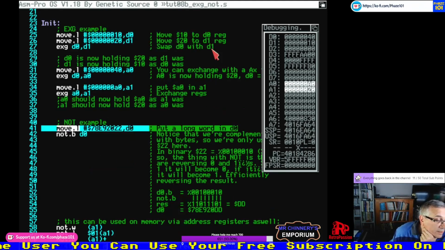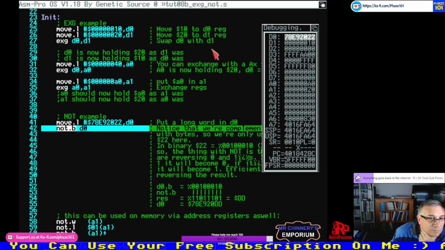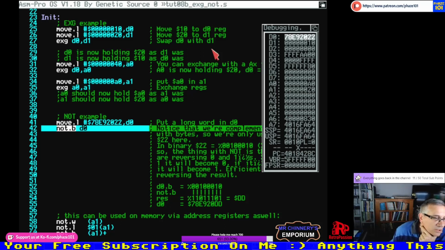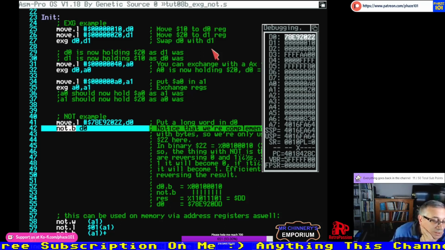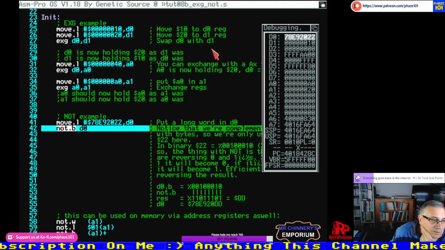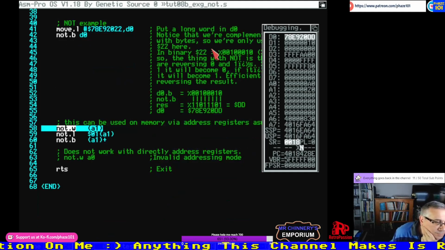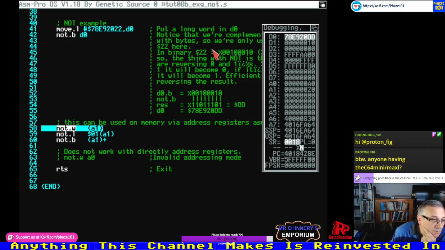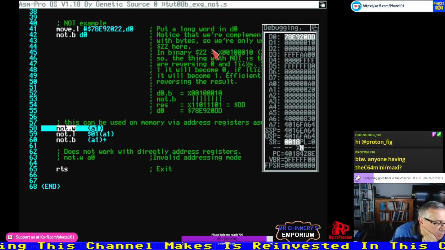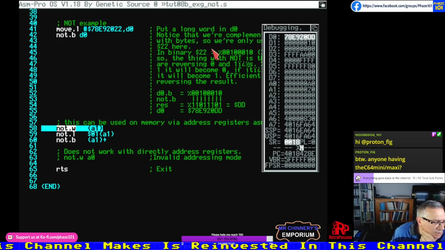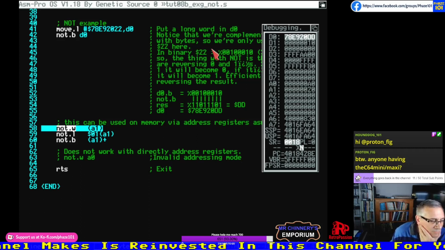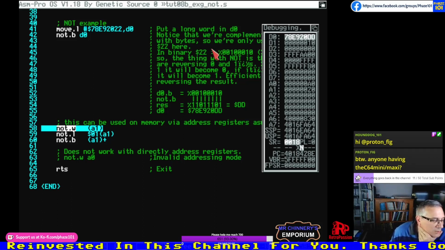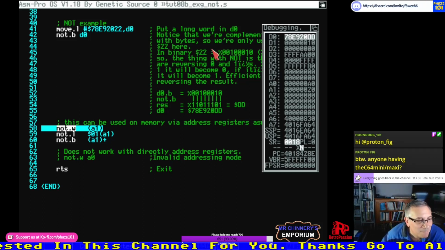We're moving a number into D0, and we are negating, we are notting, okay? And remember, this is not negate, it's a not. And we are only working on a byte here, so D0. I don't have the mini or maxi, I somehow skipped them. Let's put it this way.